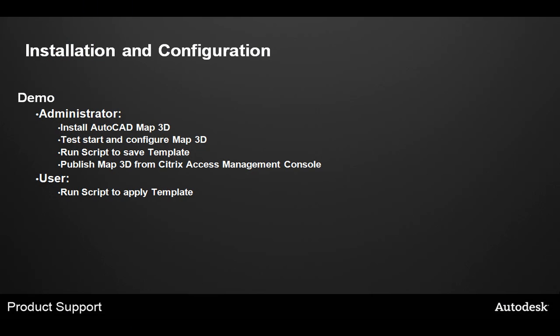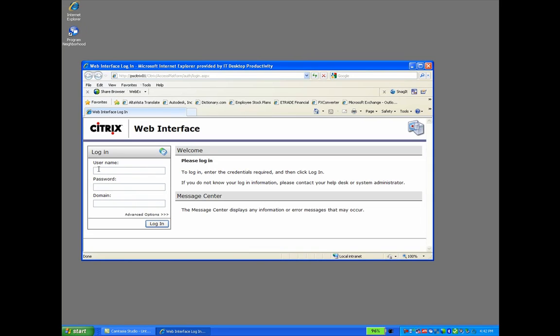Last, I will demonstrate running the script to apply the user files to the user and the user's first start of AutoCAD Map 3D. There are three ways to launch an application that's been advertised with Citrix. One way is with the web interface, which I'm logging into here.